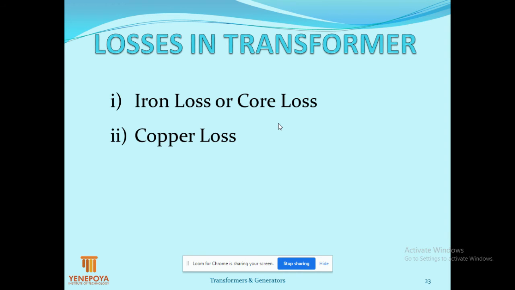And only for your information, in a transformer there are two losses: iron loss or core loss, also called constant loss, and one more, copper loss. Iron loss is due to the material we use, high grade silicon steel and laminated type of construction, which results in these losses. It is called the constant loss. Copper loss is nothing but a variable loss. This is due to the winding on the primary and secondary of a transformer.